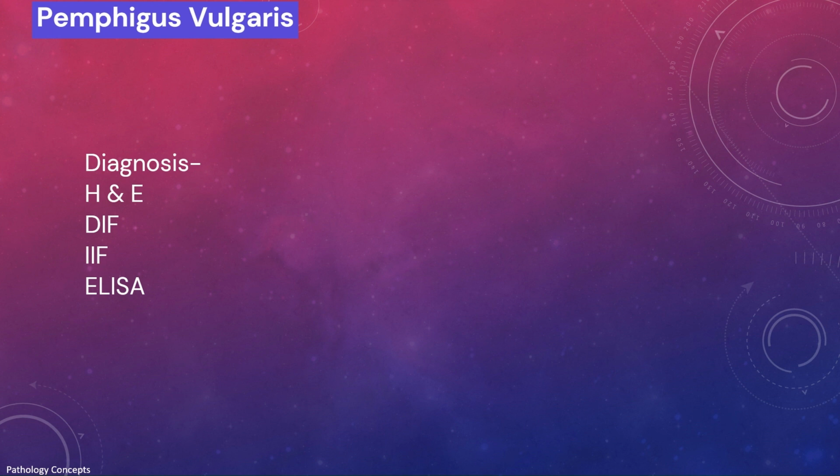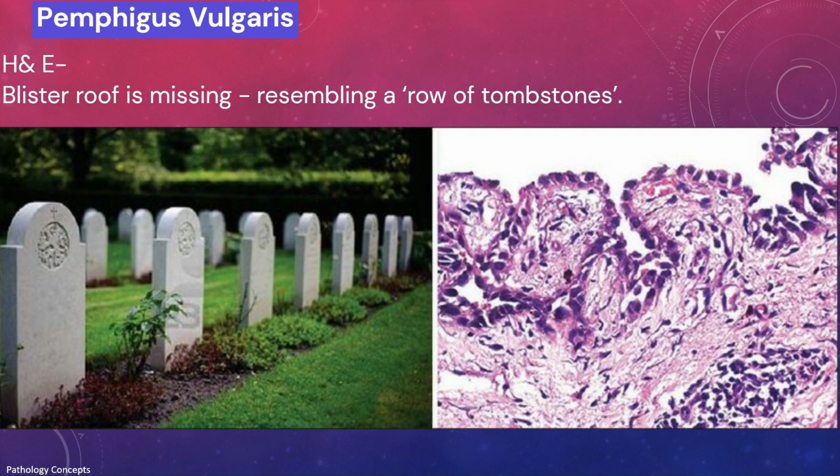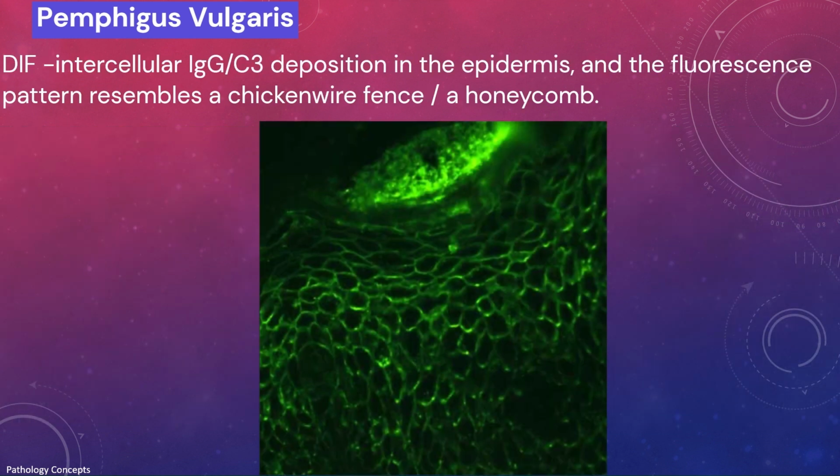The direct immunofluorescence is always performed on the normal appearing perilesional skin. On H&E, if the blister roof is missing, the basal keratinocytes may separate from one another laterally, which resembles a row of tombstone in Pemphigus vulgaris. DIF reveals intercellular immunoglobulin or C3 deposition in the epidermis, which shows a chicken wire fence or honeycomb fluorescence pattern.